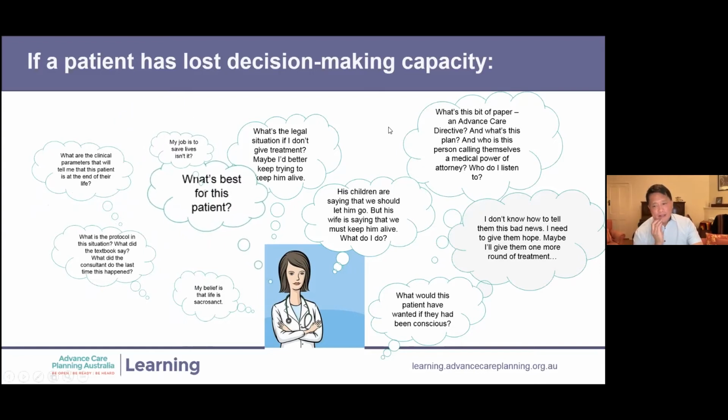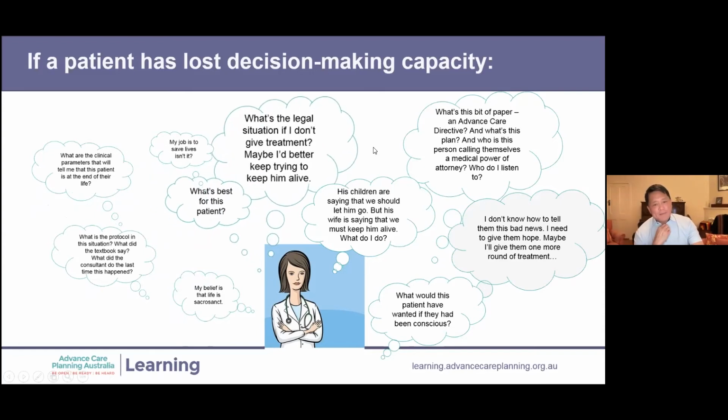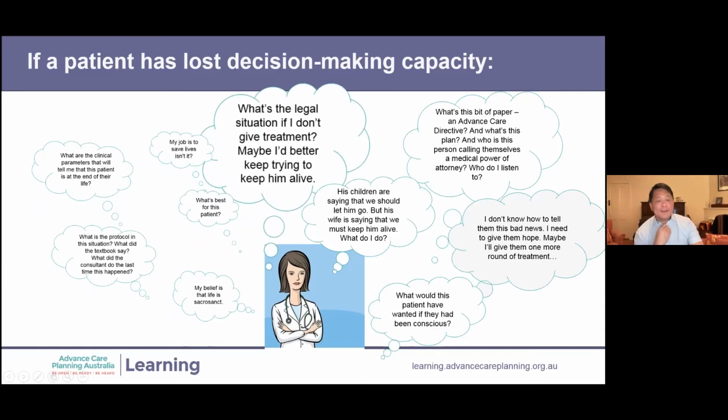What's best for this patient? Now, a lot of us fall into the trap of only thinking about what's best for this patient, which is actually what we believe is best for the patient. But in fact, that's called best interest decision-making, and it isn't always necessarily what the patient wants. What's the legal situation if I don't give treatment? Maybe I'd better keep trying to keep them alive. And I'm afraid we all fall into this trap, unfortunately.